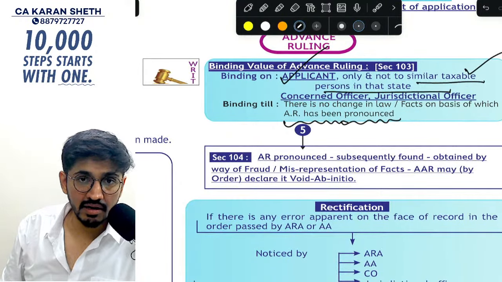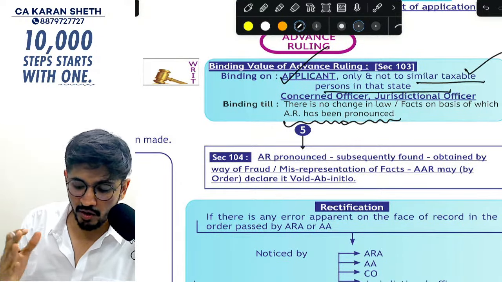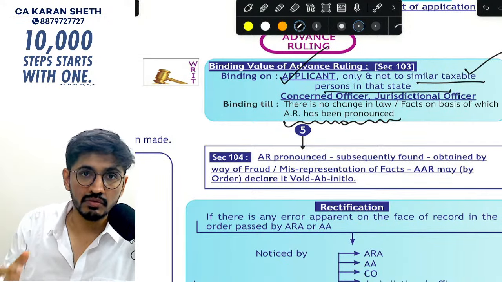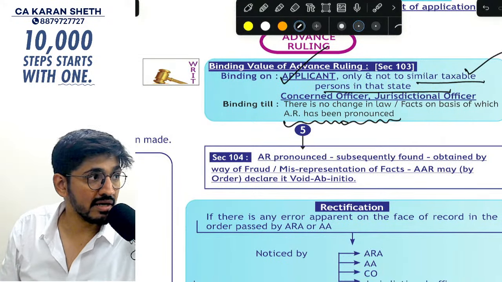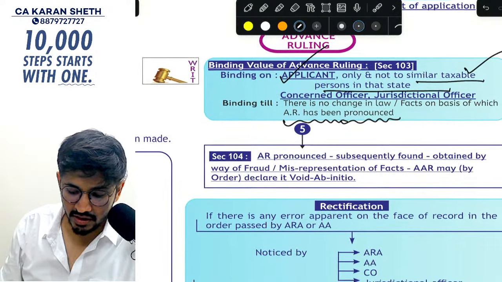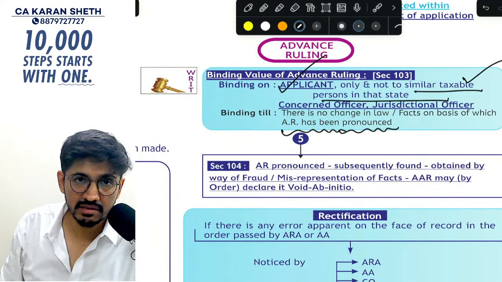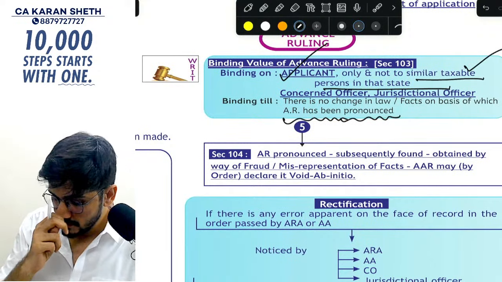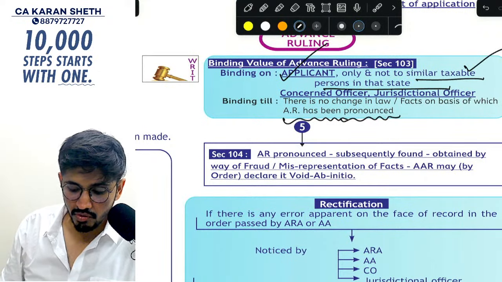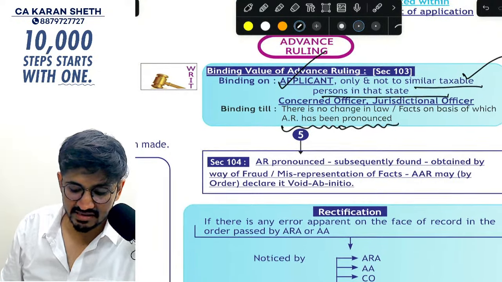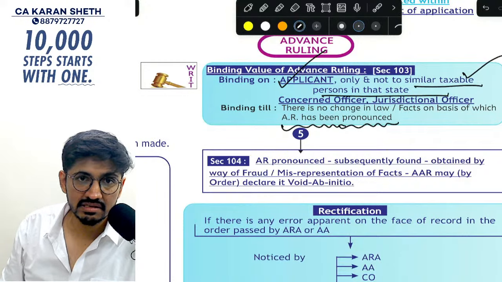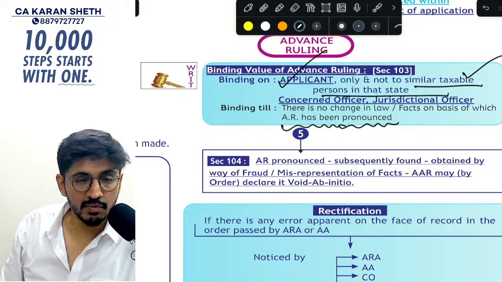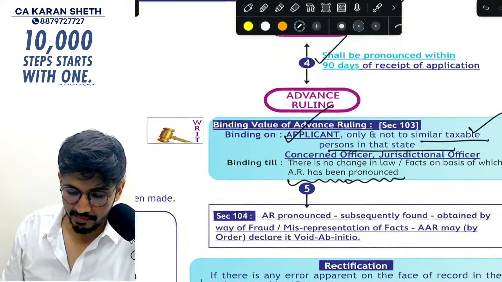So it will be binding till there is no change in any law or facts on the basis of which advance rulings have been pronounced. Is that very clear? Yes. That's it, my dear friends. So understand that unless there is any change, it will be binding. Perfect.